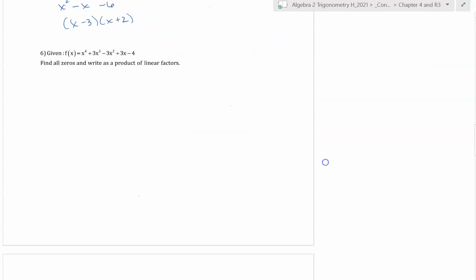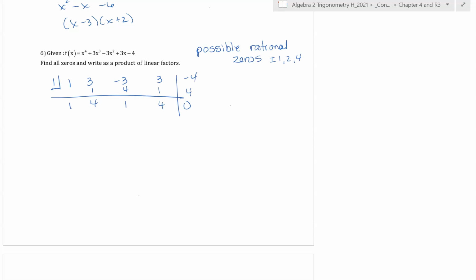Okay, let's do another one. First of all, go ahead and pause the video and write the possible zeros, and then go ahead and use synthetic division to try and find all 4 zeros. All right, so we tried 1, and 1 worked. So there we go. I have 3 zeros left. So I don't really know what else to do, so I think I will try 2.